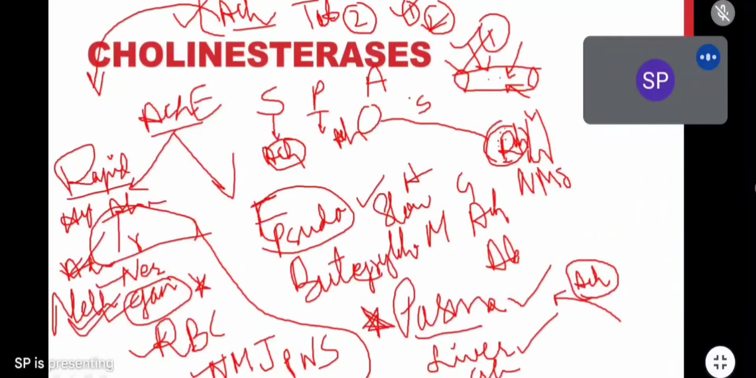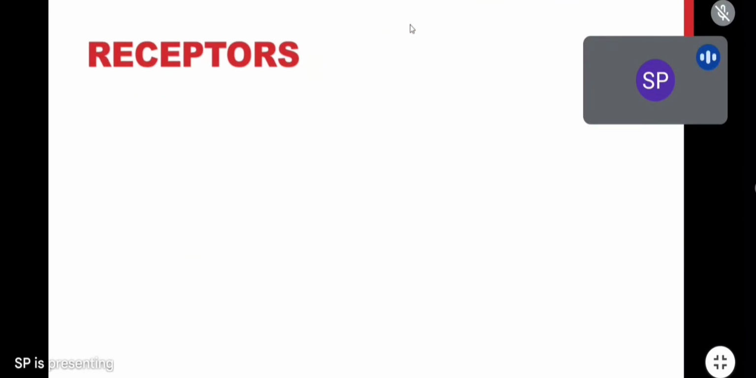It has unspecific actions and it is rapidly metabolized in the body, in the blood as well as in the liver. Due to these two disadvantages, it is not used in the body. Now, very important.